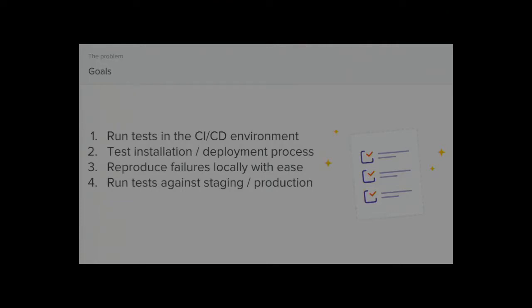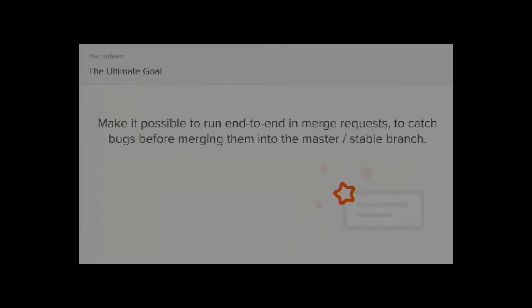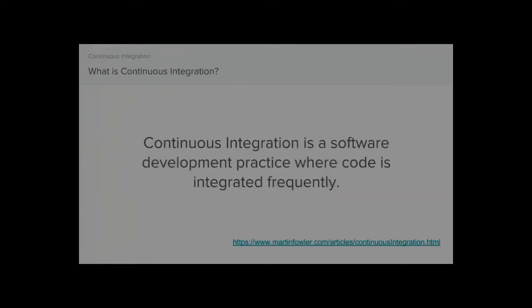We discussed our goals, and we decided that we need to make it possible to run tests in the CI/CD environment to automate testing. We also decided that we need to test the installation process and deployment process, that we want to make it easy to locally reproduce failures, and that we also want to run tests against staging, production, or any other installation like an on-premises installation. These were our goals. But our ultimate goal was to make it possible to run end-to-end tests in merge requests to catch bugs before even merging them to a stable branch or master branch.